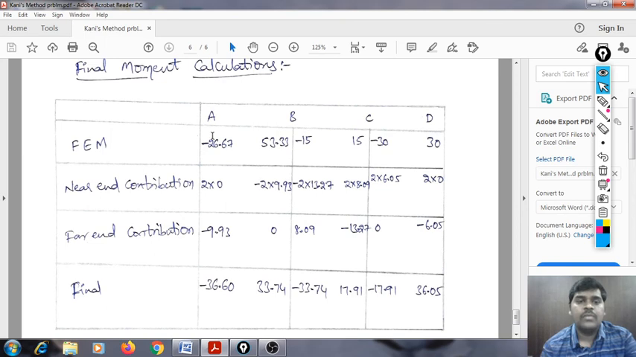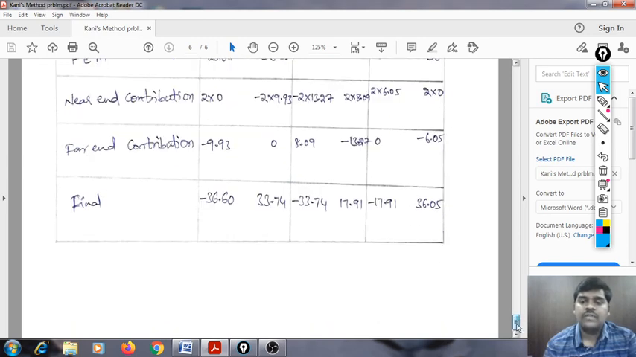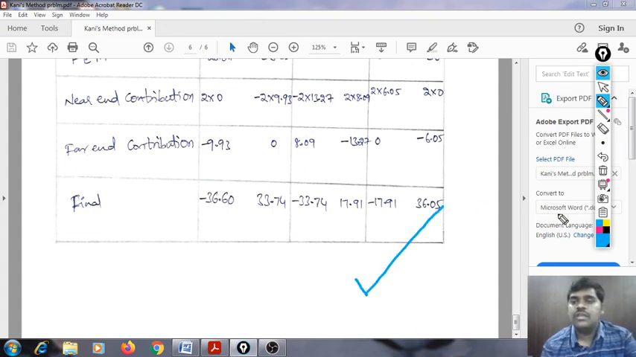If we sum up all these values, minus 26.67 plus 2 into 0 minus 9.93 gives minus 36.60, and 53.33 minus 2 into 9.93 plus 0 gives 33.74. In this way all these final moments are solved and the problem gets completed by using Kani's method. Kani's method is very simple, and once we start solving it, it is very easy to understand. Thank you for listening to this video.